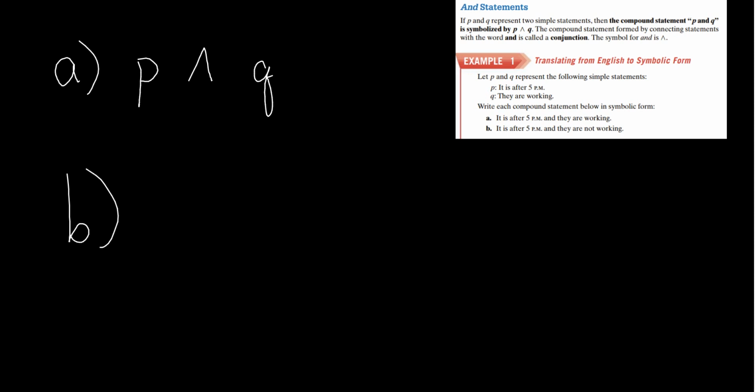Next up, we have it is after 5 p.m. So that's, again, same thing. We're going to say P. And they are not working. Same conjunction there. And they are not, so a little squiggle, they are not working. Right. And that's it for and, really.